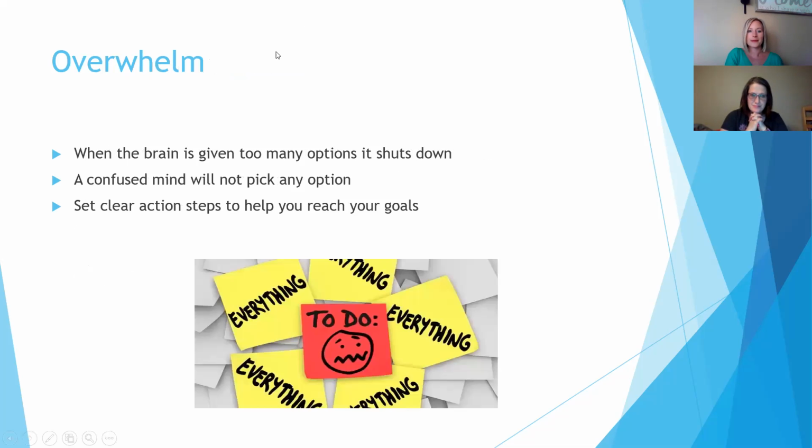All right, so the last one we're going to talk about is overwhelm. I feel like this is a lot of us. You just feel in overwhelm, right? It's just like a lot is going on. So when the brain is given too many options, it shuts down. A confused mind will not pick any options, which is why tonight we're going to set clear action steps to help you reach your goals.